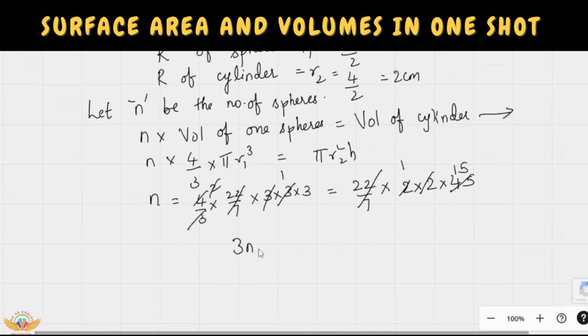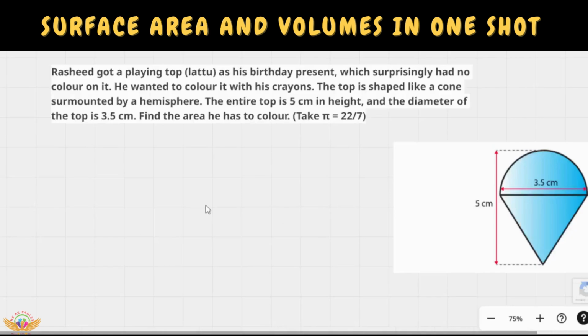So 3n is equal to 15. So n is equal to 15 by 3, that is 5. So we got the n value as 5. So the total number of spheres is how much? 5 spheres have been prepared by melting the cylinder. Yes, and let us move to the long questions.